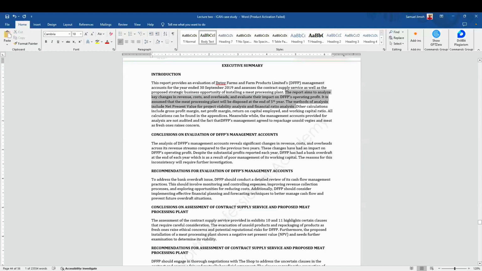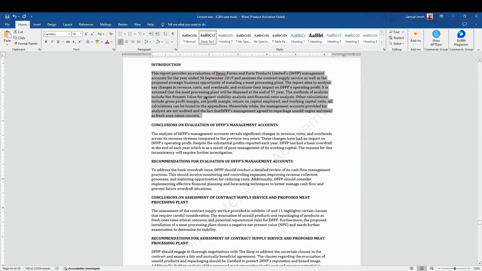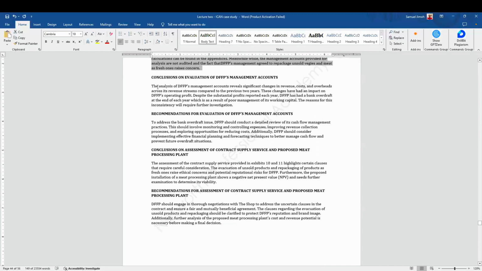I mentioned the method of analysis and all this. And that meanwhile, the management account provided, this is the skeptical issue. So I made sure that I followed on those things we are asked to do under the first thing under the executive summary. Then conclusion. Remember, the second thing you should do is conclusion of requirement one. Summary of requirement one, conclusion.